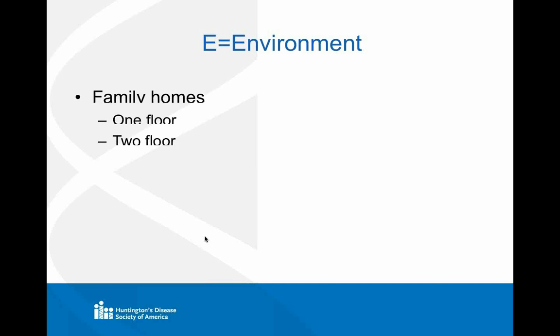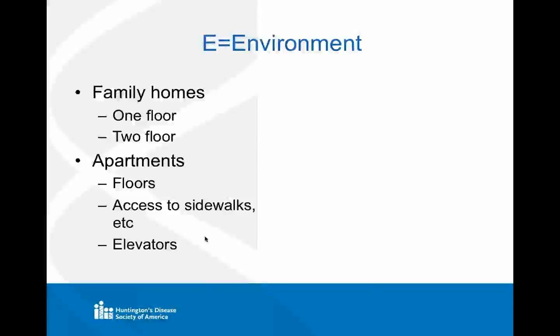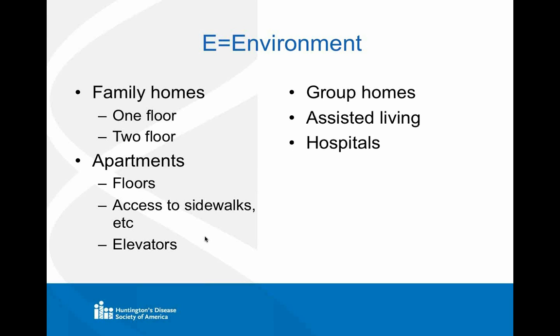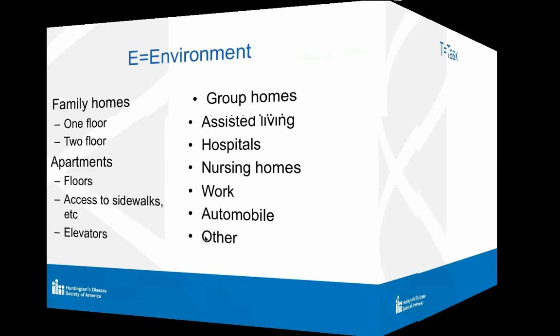We know that the environment could be your family home, it could be 1 floor, 2 floors, it could be an apartment. Do we need access to sidewalks? Are there elevators? What does that environment look like? Is the individual in a group home, assisted living? Are they in a hospital? What do these rooms look like? Who's going to be able to help them in this environment with the assistive technology when we can't be there? And nursing home, are they working? Are they driving? What do these individuals need in order to have their environment be engineered for this assistive technology?